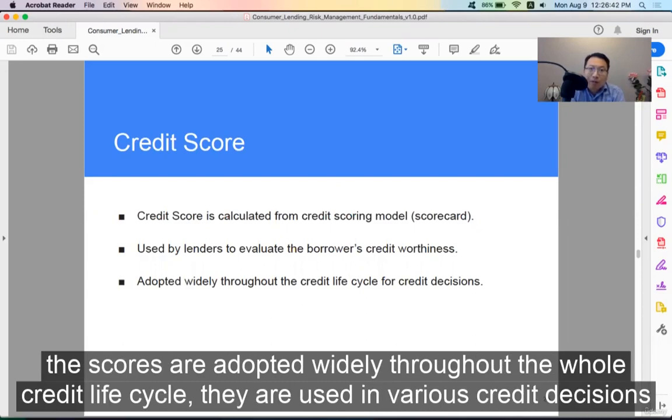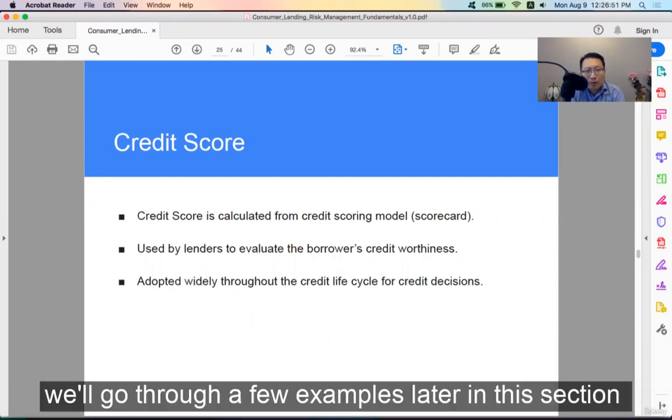The scores are adopted widely throughout the whole credit life cycle. They are used in various credit decisions. We'll go through a few examples later in this section.